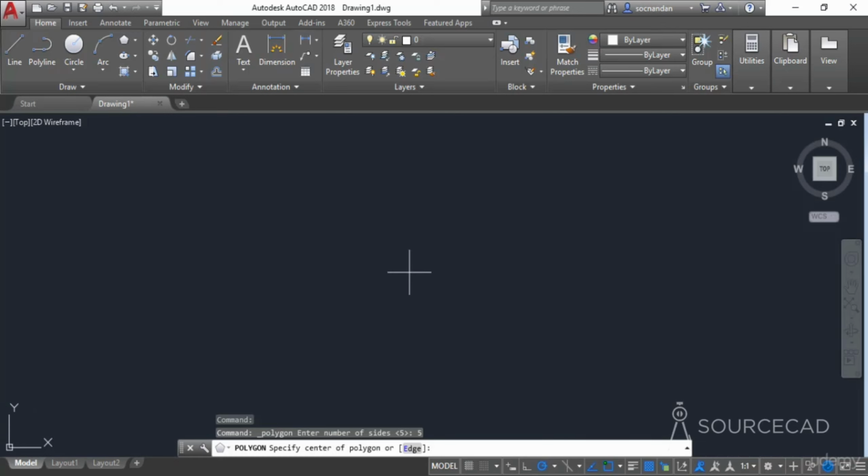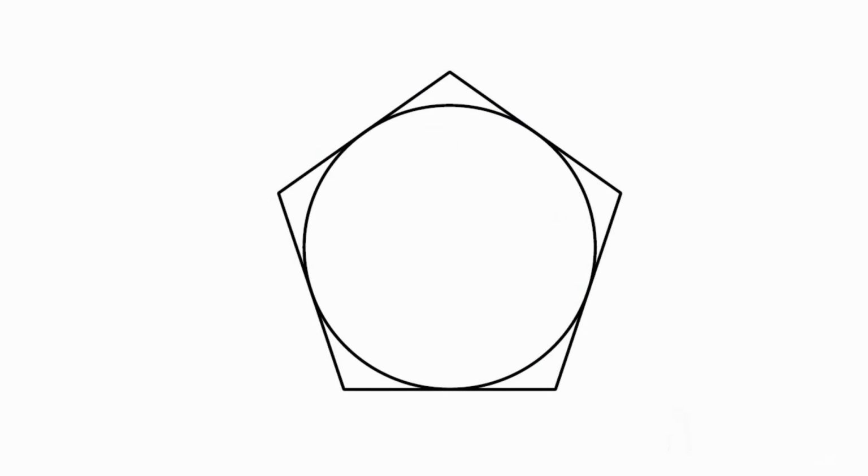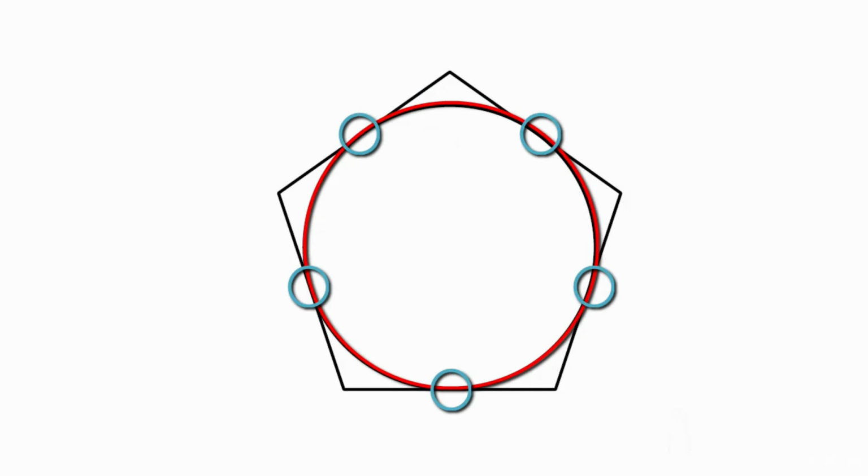Click anywhere in the drawing area to specify the center, and now look at the command line. It prompts you to choose one of the options, either inscribed in a circle or circumscribed about a circle. If a polygon is inscribed in a circle, it will be contained in the circle in such a way that the vertices of the polygon touch the circumference of the circle. But if the polygon is circumscribed about a circle, then the polygon will be outside the circle and the midpoints of the line segments of the polygon will touch the circumference of the circle.